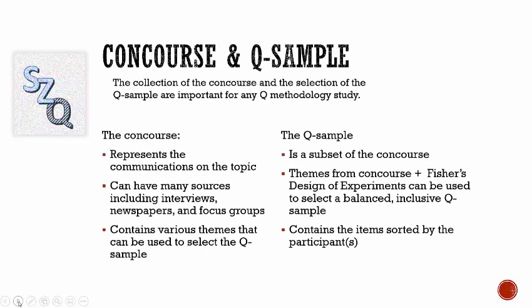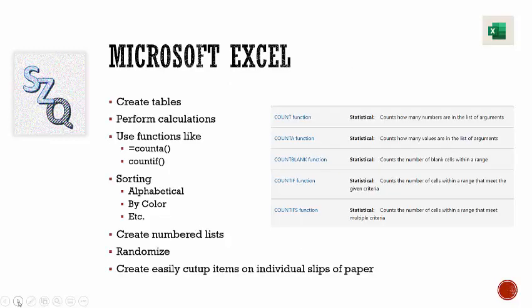So to start, concourse represents the communications on the topic, and it can have many different sources, including interviews, newspapers, focus groups, etc. And usually we identify themes within that concourse that allow us to then select the Q sample, which is a subset of the concourse that preserves those original communications. We use the themes from the concourse and Fisher's design of experiments often to develop a balanced and inclusive Q sample. And of course, the Q sample contains the items sorted by the participants in our studies.